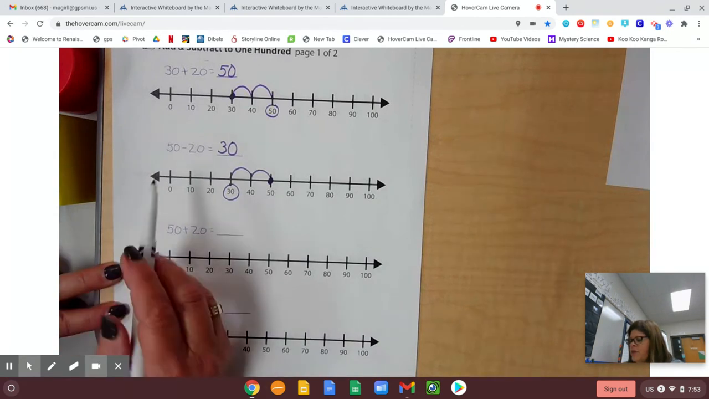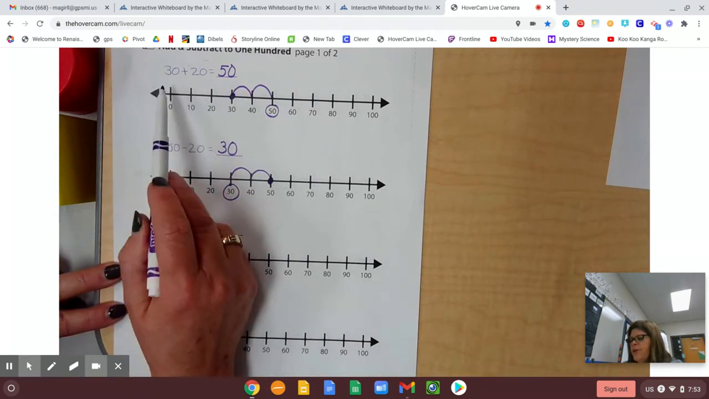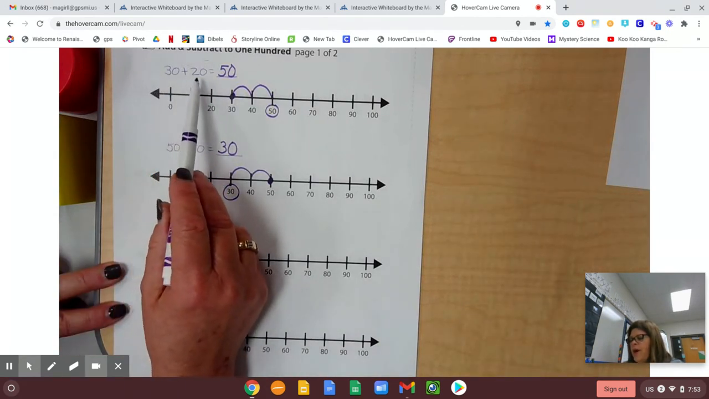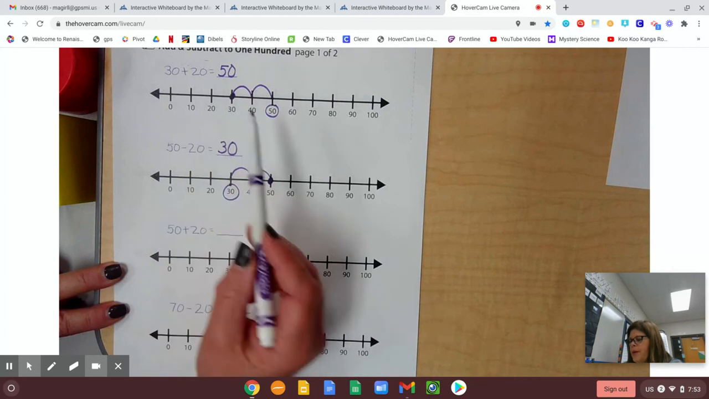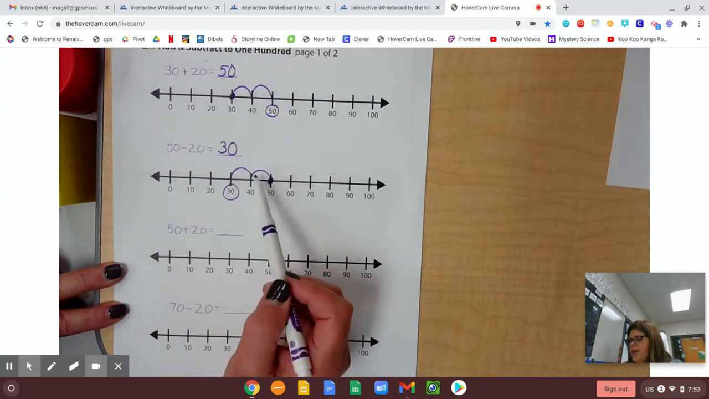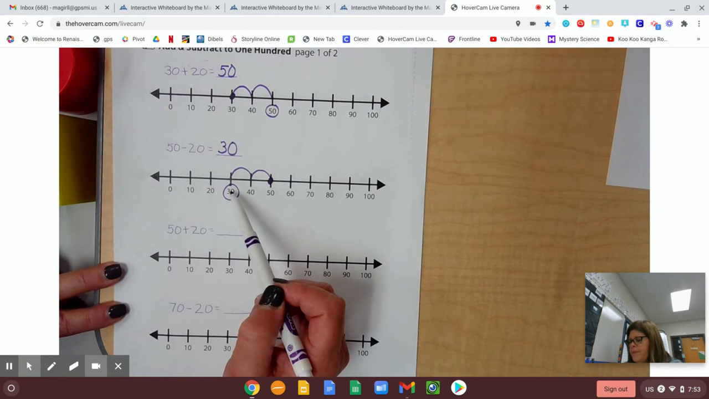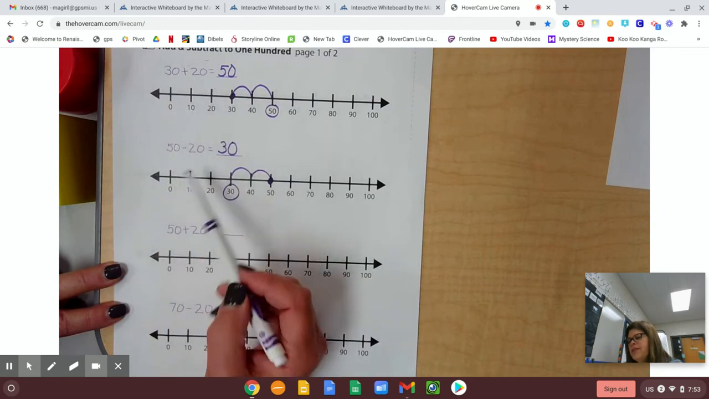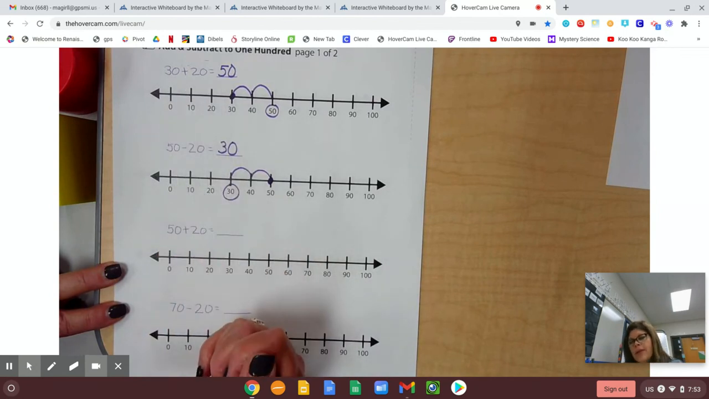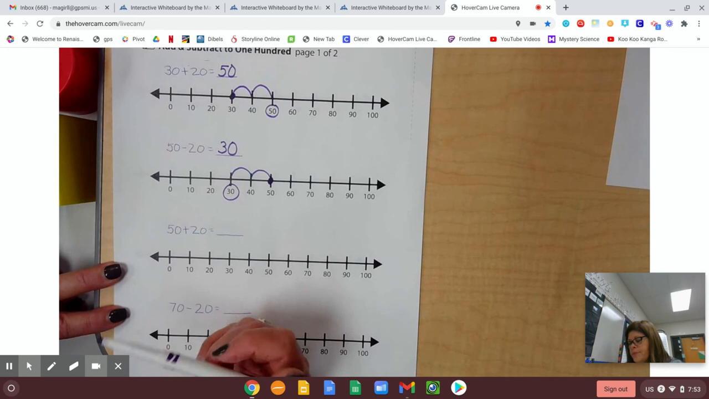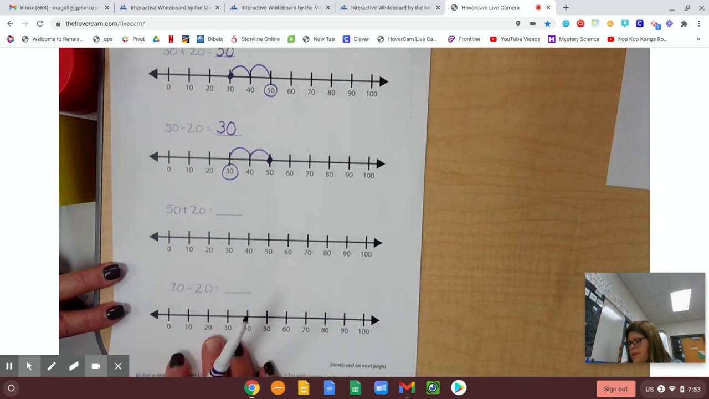Now, when I look at these two equations, they kind of go together. 30 plus 20 equals 50. But then if you start at 50 and you take away 20, you end up on 30. So addition and subtraction are related. They're kind of alike. Let's try the next one.